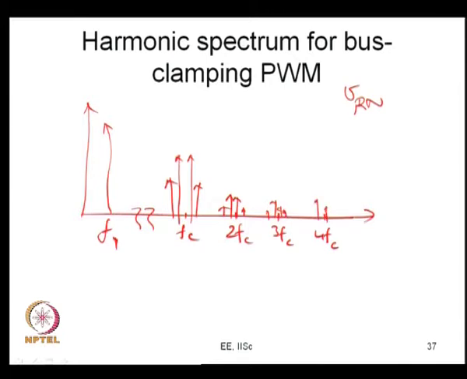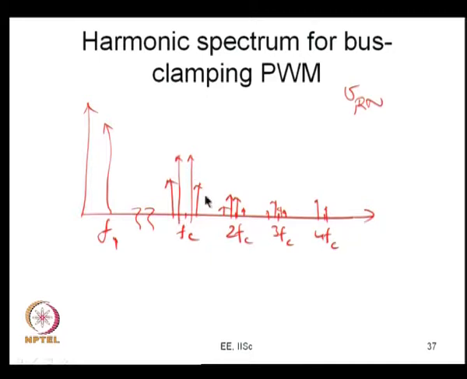So, this is the nature of the harmonic spectrum for bus clamping PWM in general, and it changes from PWM method to PWM method. With sine triangle PWM you get something, and if you add third harmonic injection the harmonic components will change. In bus clamping PWM, if you look at 60° clamp PWM and 30° clamp PWM for the same fundamental amplitude, you will find small differences in the harmonic amplitudes, and that causes a difference in the line current ripple.